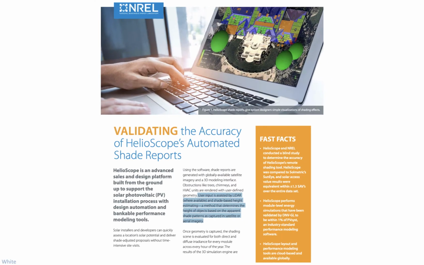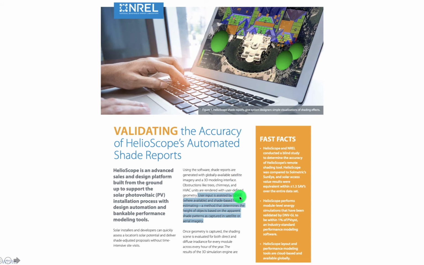Now we're going to talk about Helioscope. Helioscope is a competitor of Aurora. Aurora is more known for smaller systems, such as residential solar. Helioscope is more famous for commercial buildings and perhaps ground-mounted solar. With Helioscope, you can also use LiDAR.